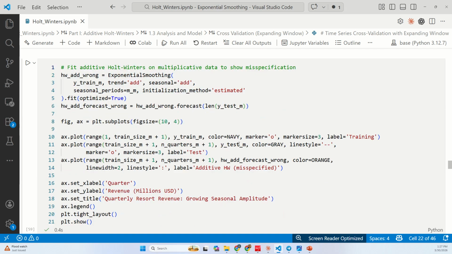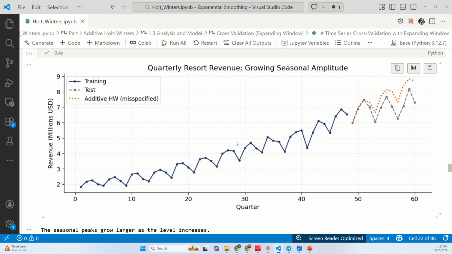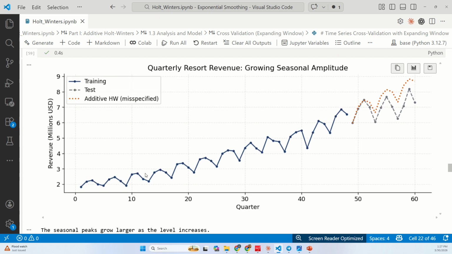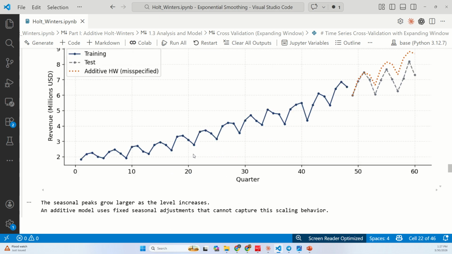Okay, so if we visualize, remember that's always the first step. You can see that it's amplifying. If you check the initial values, the amplitude of the wave at the beginning was smaller, but it's increasing, increasing, increasing, right? So if you compare the last two cycles with the first two, you can notice the difference: the distance between the highest value and the minimum within each cycle is increasing. So this is a sign that this is not an additive seasonality, it's a multiplicative seasonality, it's non-linear.